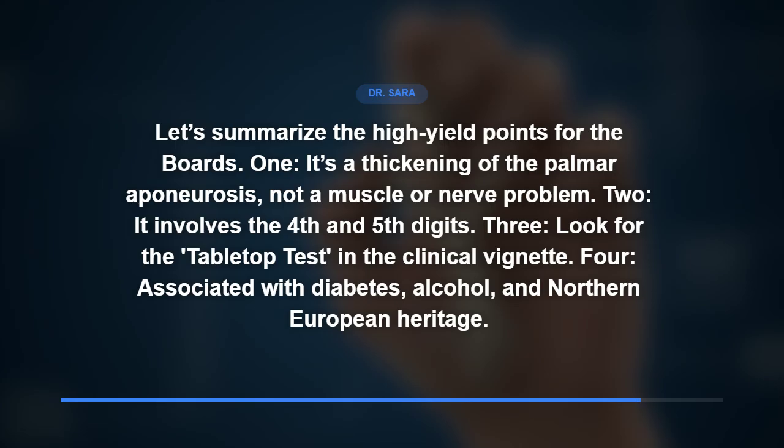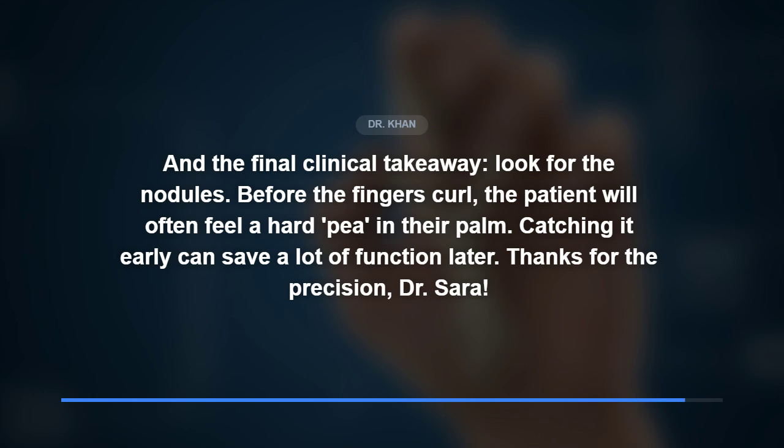Let's summarize the high-yield points for the boards. 1, it's a thickening of the palmar aponeurosis, not a muscle or nerve problem. 2, it involves the 4th and 5th digits. 3, look for the tabletop test in the clinical vignette. 4, associated with diabetes, alcohol, and Northern European heritage. And the final clinical takeaway, look for the nodules. Before the fingers curl, the patient will often feel a hard lump in their palm. Catching it early can save a lot of function later.